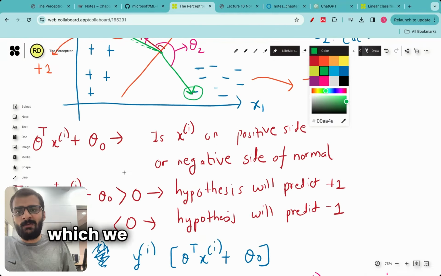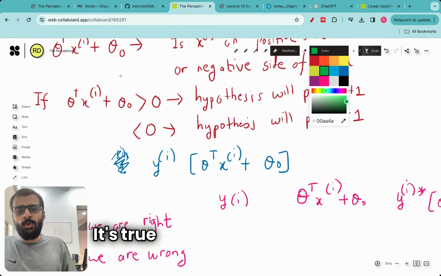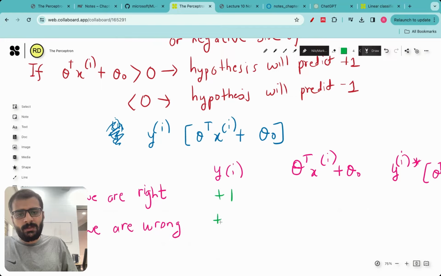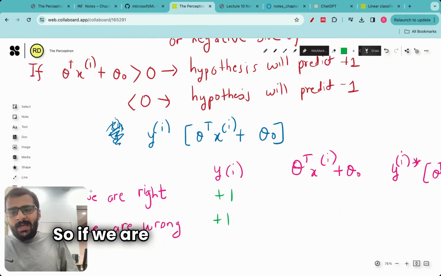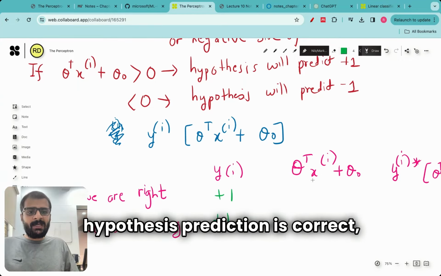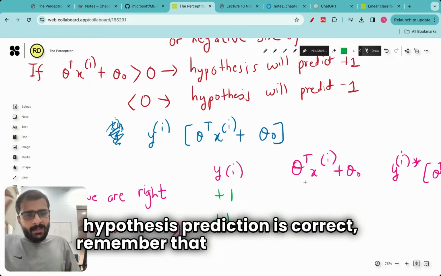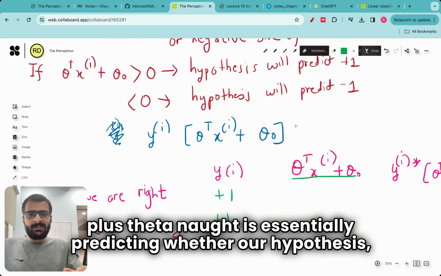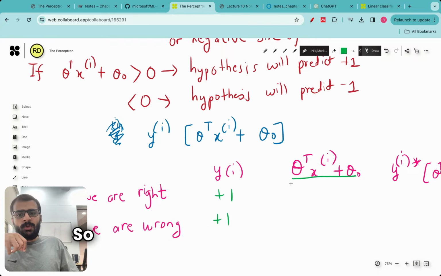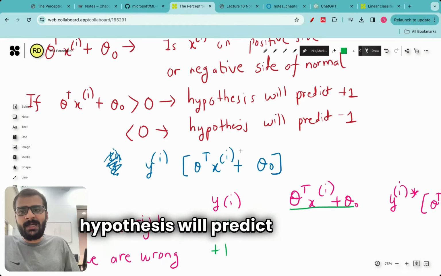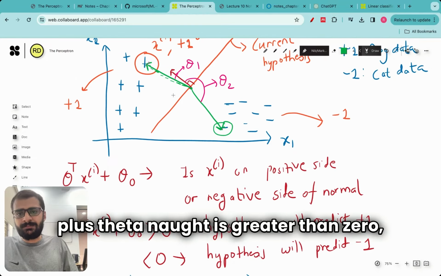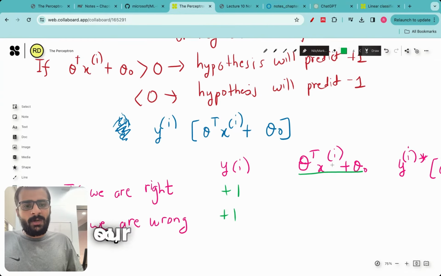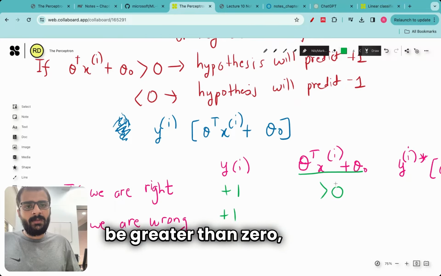So let us look at this point which we have already highlighted here. It's true yi is plus 1, correct? So it's true yi is plus 1. So if we are right, which means that our hypothesis prediction is correct. Remember that theta transpose xi plus theta naught is essentially predicting whether our hypothesis will predict plus 1 or minus 1, right? So if we are right, our hypothesis will predict that theta transpose xi plus theta naught is greater than 0, correct? So if we are correct, our hypothesis will classify this point correctly, so this will be greater than 0, right?